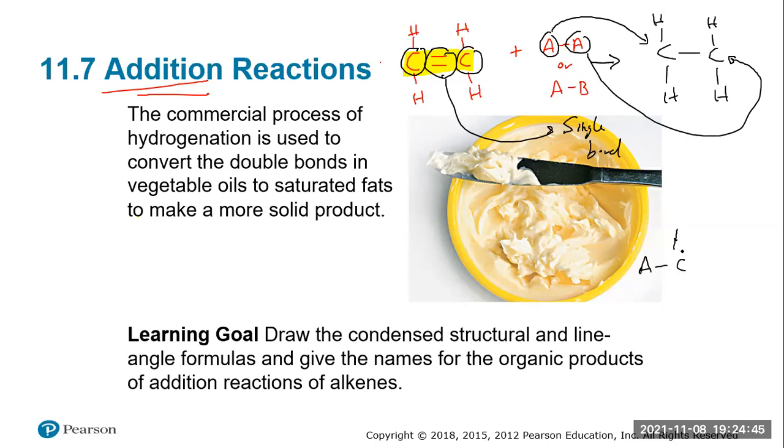Oops, if I could write it correctly there. There we go. H. And we end up with something that looks like this. We go basically from an alkene to an alkane. Double bond to single bond.